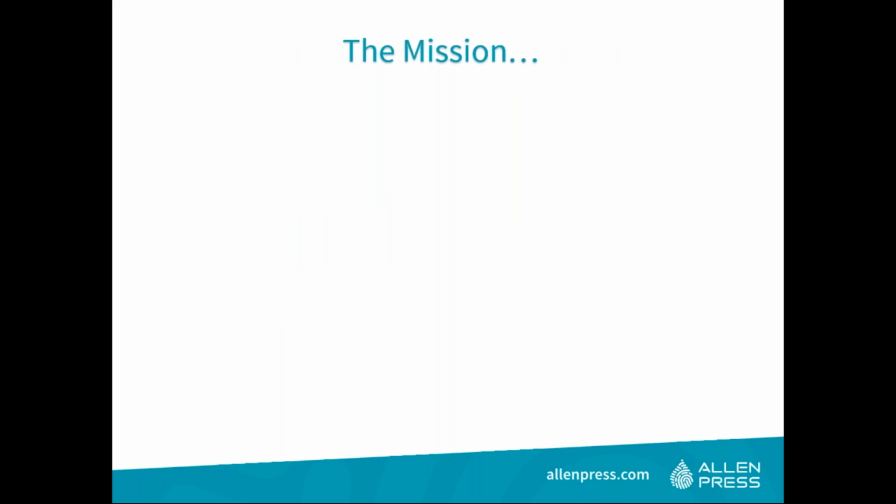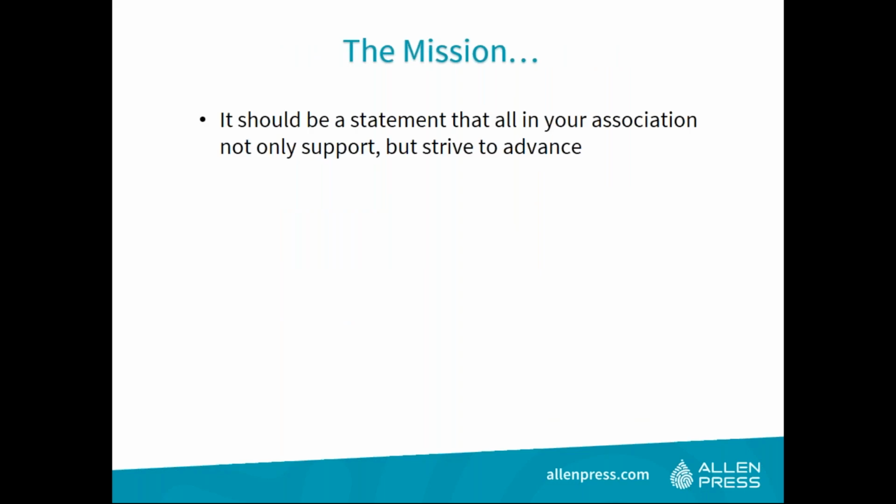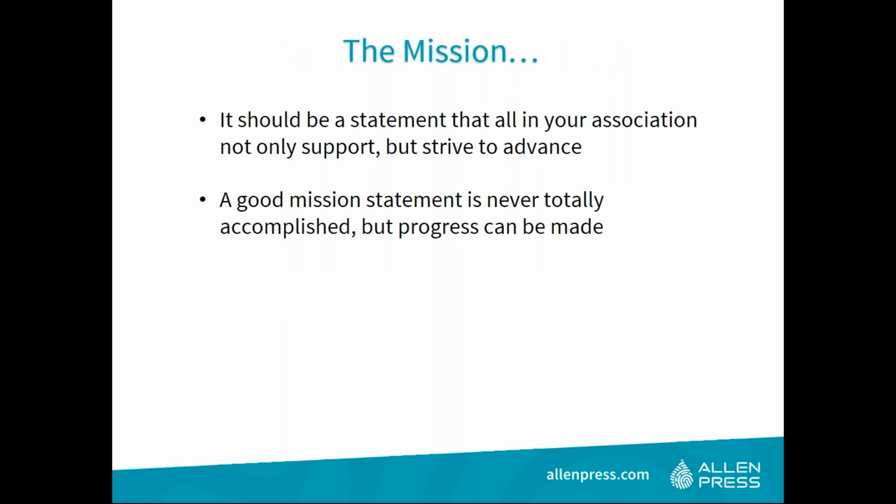A few more characteristics of missions that I think you ought to keep in mind as you develop yours. A mission statement should be a statement that all in your association not only support, but they're actively striving to advance. A good mission statement is never going to be totally accomplished. You want to make progress toward eventually accomplishing that mission.